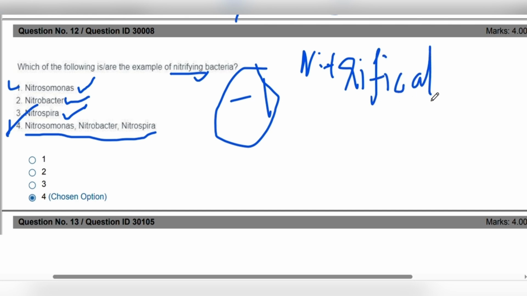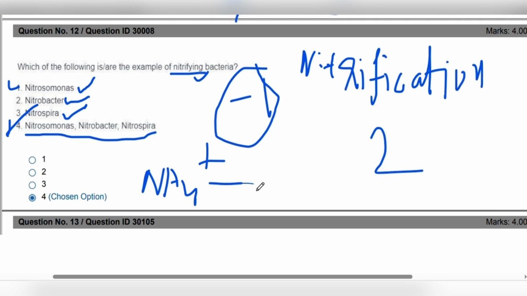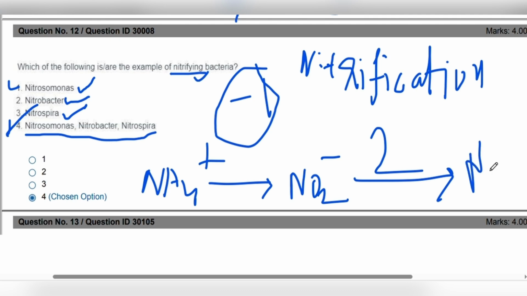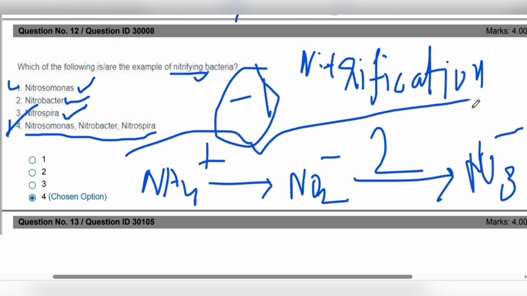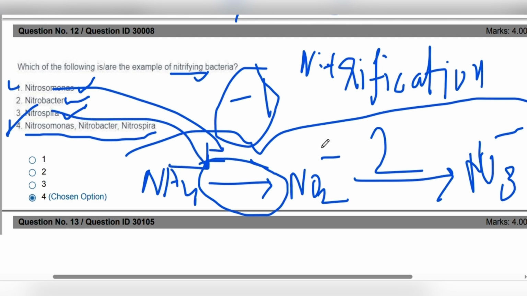What is nitrification? We all know nitrification is a two-step process where ammonium is first converted into nitrite and then nitrite is converted into nitrate. This whole process is called nitrification. This first step is governed by Nitrosomonas and Nitrospira, whereas the second step is governed by Nitrobacter.